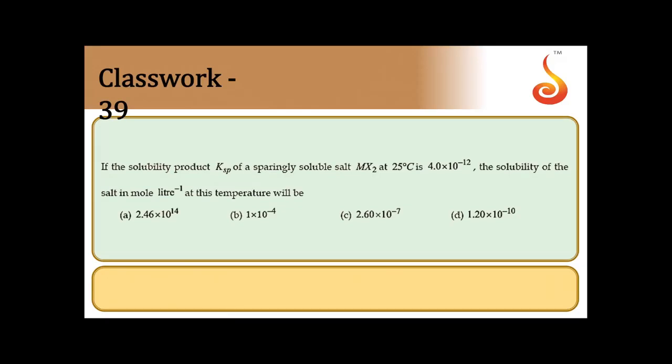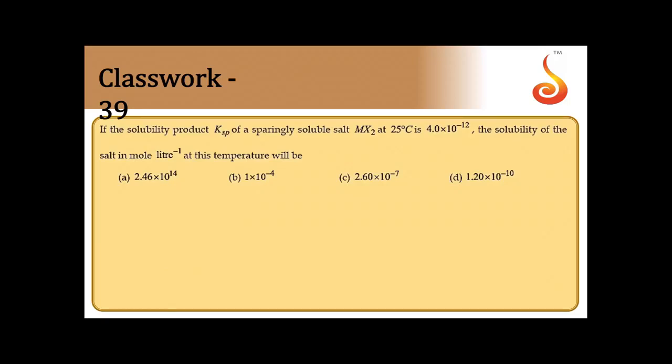Then 39th one. Ksp of a sparingly soluble salt of MX2 is given as 4.0 × 10^-12. What is the solubility of the salt? Ksp is given to us, and they're asking the solubility, and the salt is of MX2 type as in the previous question. So Ksp is equal to 4s cube, which is given as 4.0 × 10^-12. Therefore s cube is equal to 10^-12.